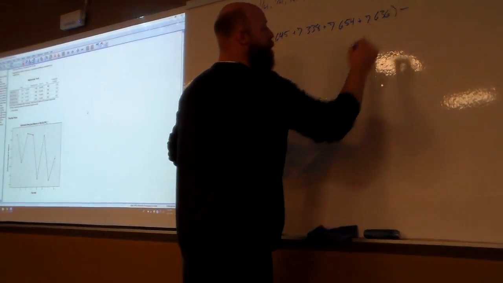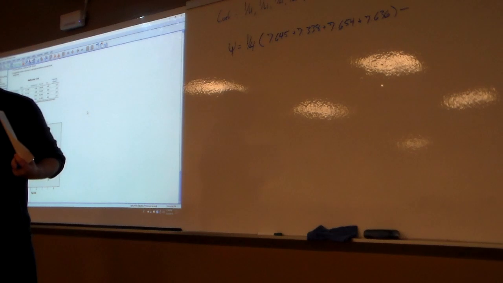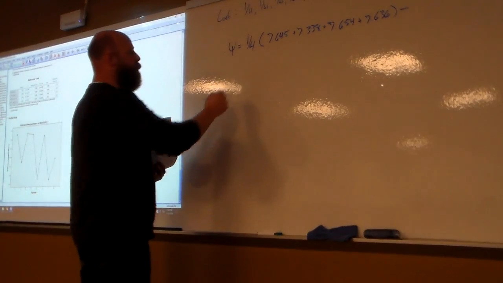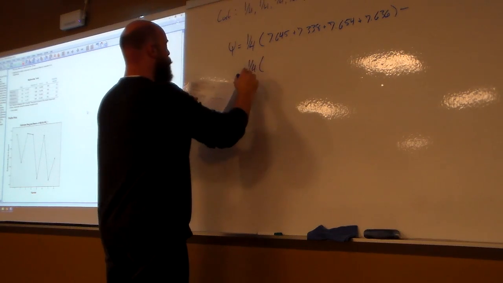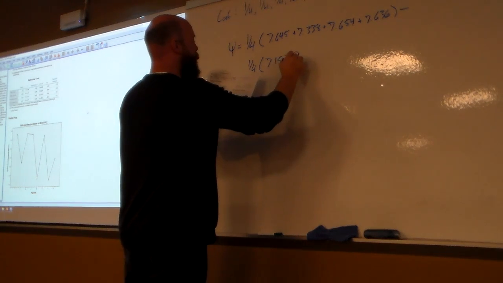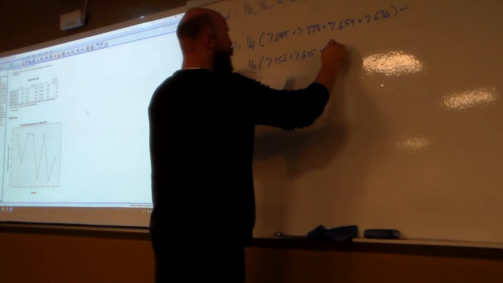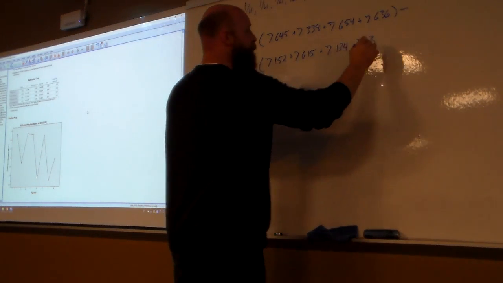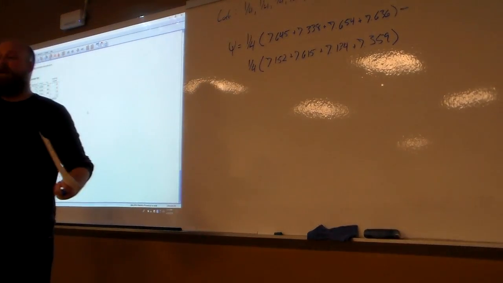Minus, because my hypothesis here is that people will be more willing to provide support to people exposed to trauma than to stressful but non-traumatic events. So minus 1/4 times 7.152 plus 7.615 plus 7.134 plus 7.359. This is just the value of my contrast.